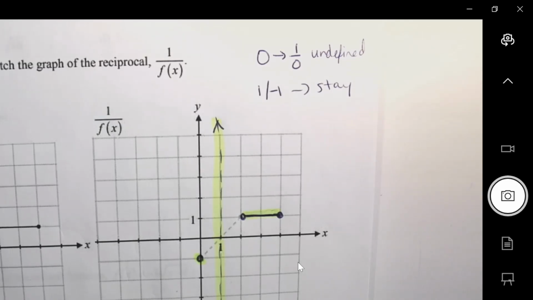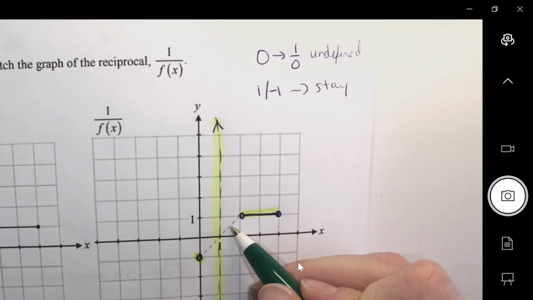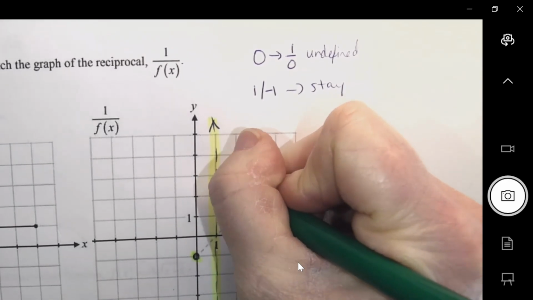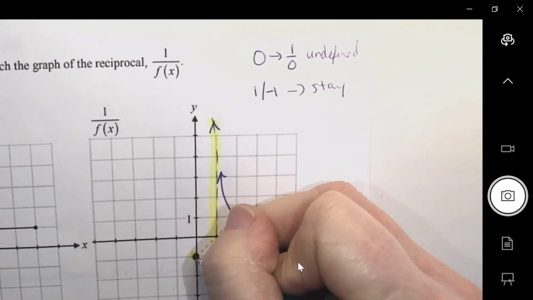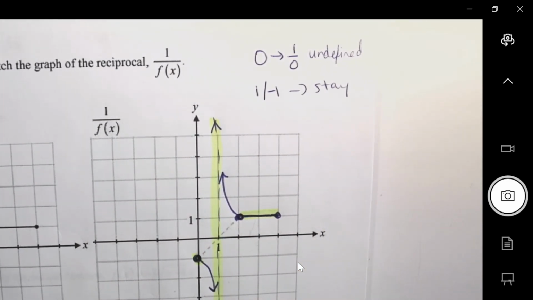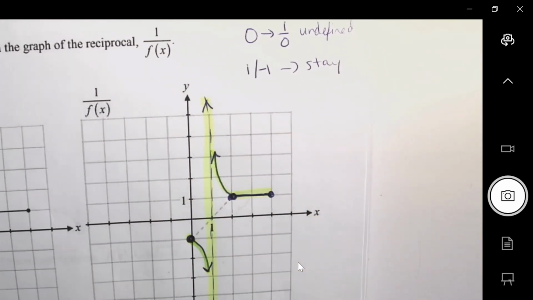If you are moving closer to 0, you now should move away from 0. So this region is moving closer. So now I'm going to move it away. So there's my graph.